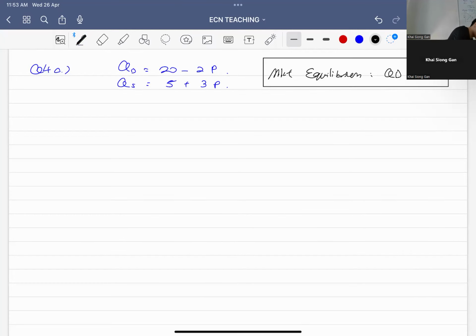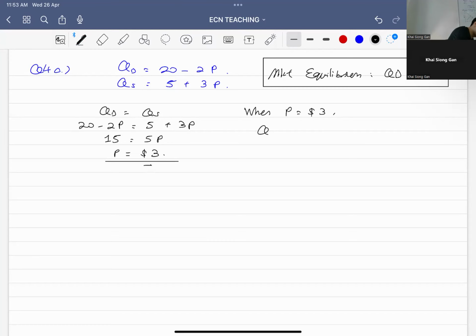So I do quantity demanded equals quantity supply: 20 minus 2p equals 5 plus 3p. So it becomes 15 equals 5p, then p equals 3. This is simple algebra, okay? Once you get the answer, substitute into any of the equations. And price equals 3.